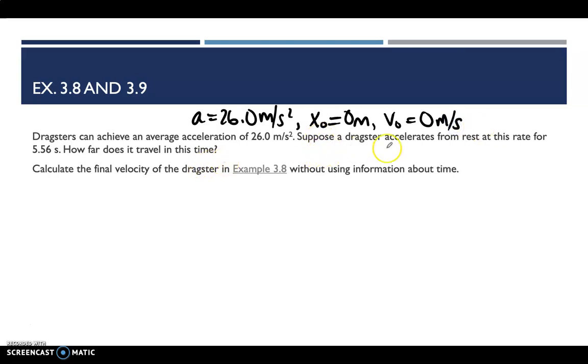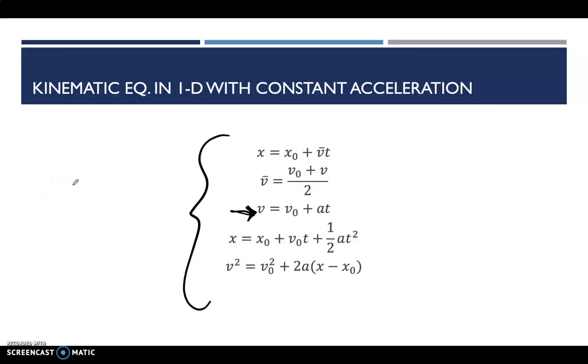Okay. And they accelerate for a time of 5.56 seconds. We want to know how far the dragster travels in this time, so we want to find x. So let's go back and look at our equations and try to figure out what we can use. Again, we know our acceleration, initial velocity, initial position, and our time. With all that, and that we want our final position, it looks like this equation will be what we use.